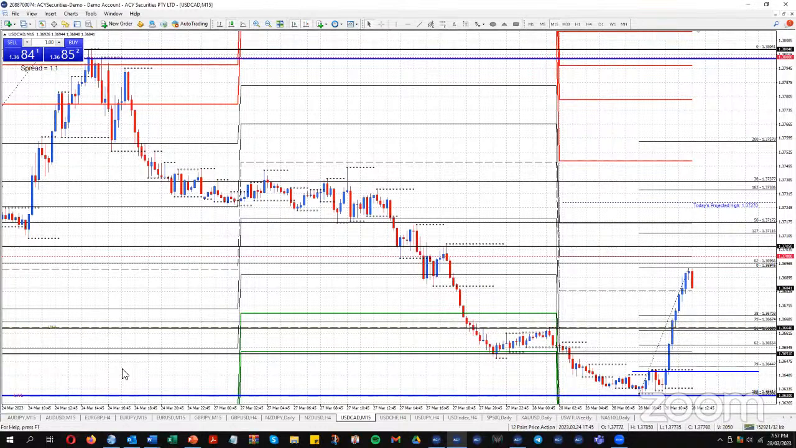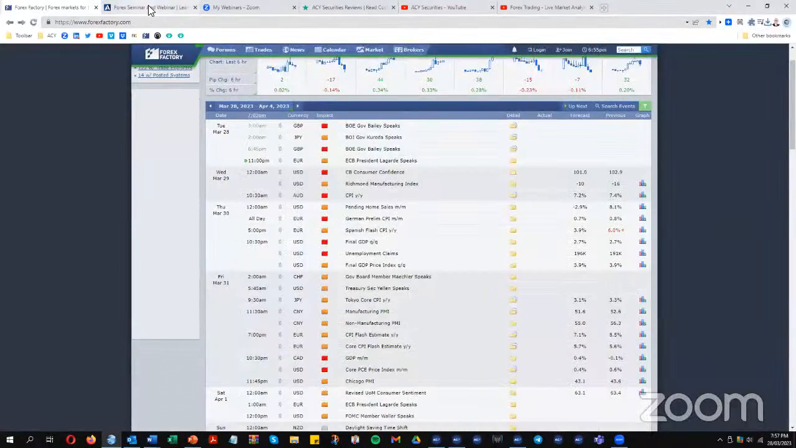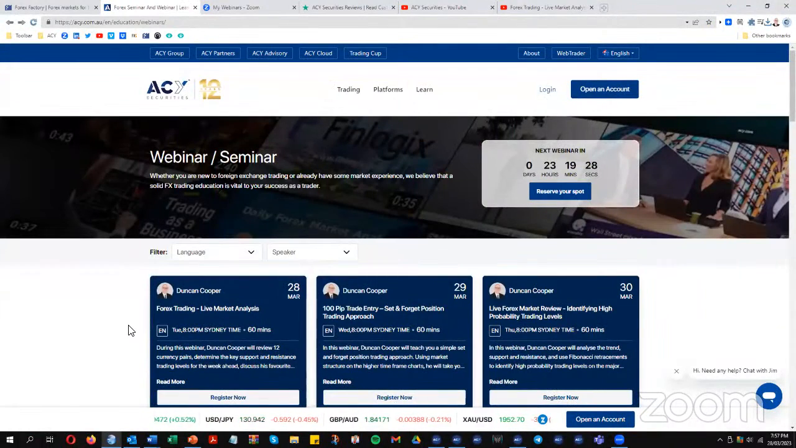All right, everybody, I think that's enough from me today. Just to give you a heads up about what's coming up tomorrow, I'm going to go through the 100 pip trade entry. It's a really simple set and forget entry technique. All you need to be good at is finding levels that potentially are going to hold, like a 79% retracement level or a strong level of support or resistance that's clearly holding as support or resistance. So I'll take you through that tomorrow.